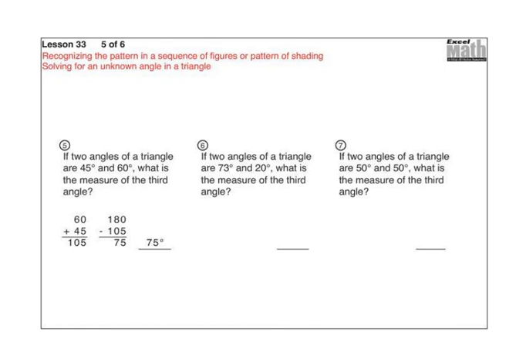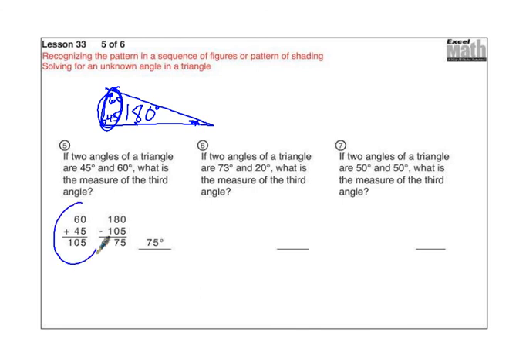If 2 angles of a triangle are 45 degrees and 60 degrees, what is the measure of the third angle? If you recall from a previous lesson, we taught you that the angles of a triangle, this angle, this angle, this angle, always add up to 180 degrees. So if you know that one angle is 45 and you know the other one's 60, you can figure out this third angle by adding these 2 angles together and then subtracting that number from 180, because you know the total of the 3 has to equal 180.